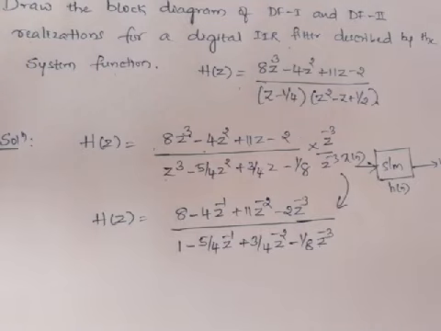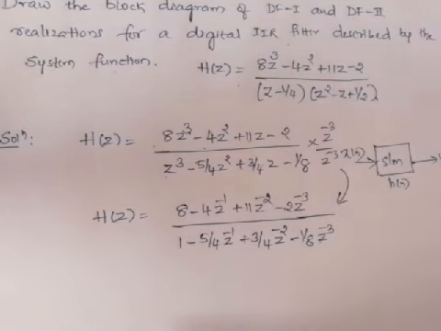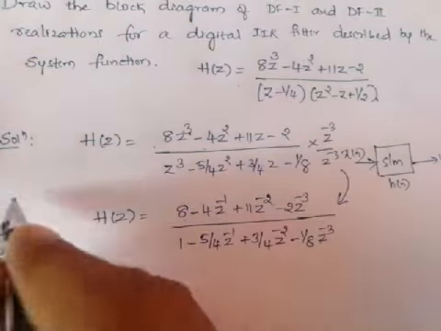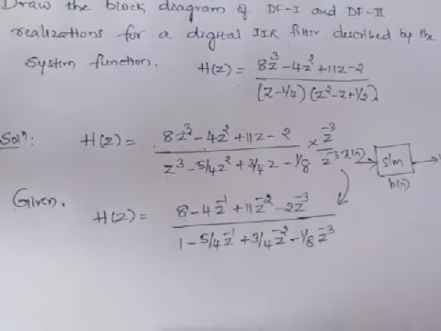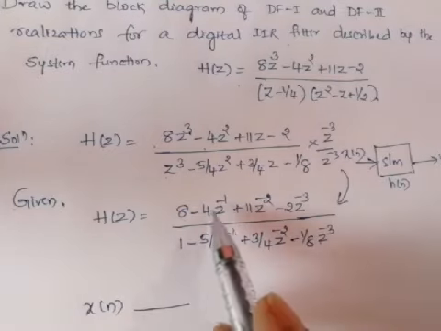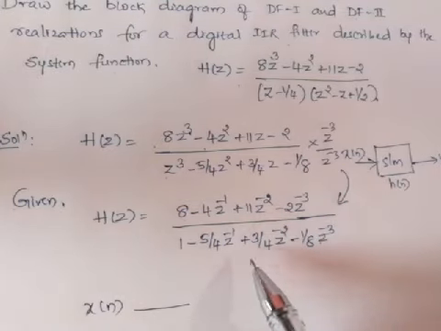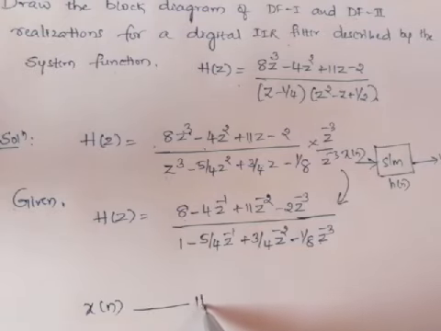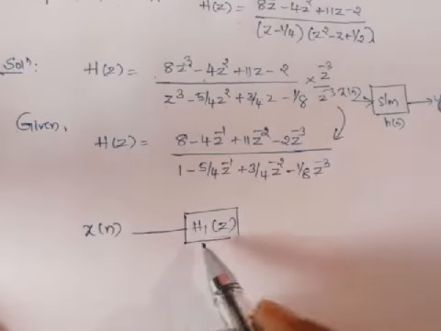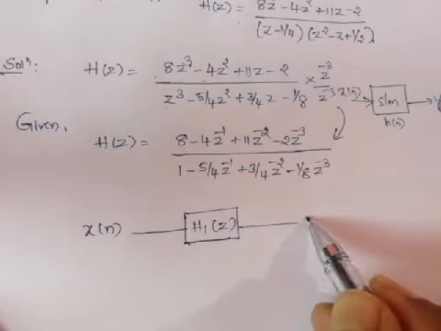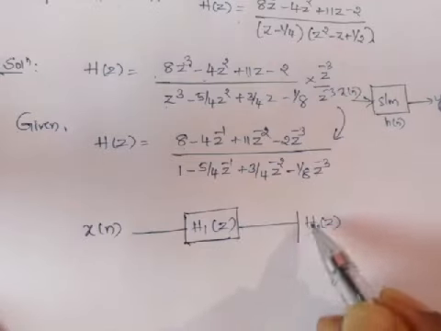Before realizing in terms of DF1 and DF2, I am going to split the given system function in terms of zero system and pole system. Let us see in terms of diagram. X of n is the input. We know the numerator part indicates the zero system and the denominator part indicates the pole system. So I am going to split it into two subsystem functions, H1(z) and a second subsystem function H2(z).